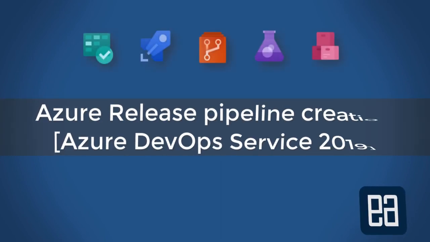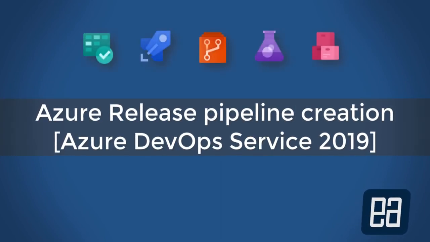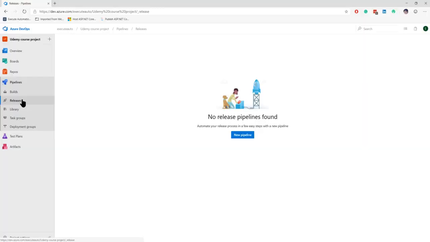Alright, so as discussed in our previous video, we are going to be talking about the release pipeline in this video. So I'm going to go to the release tab of our Azure DevOps service, and here we are going to be creating a new pipeline.